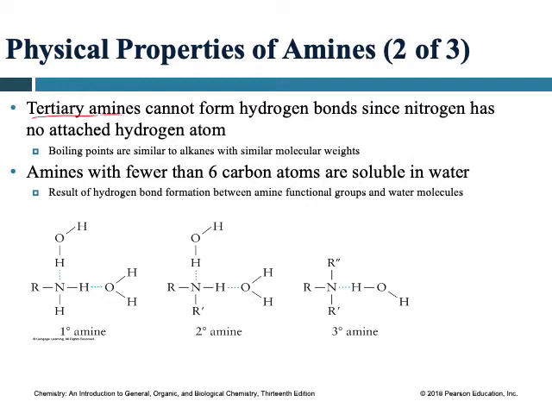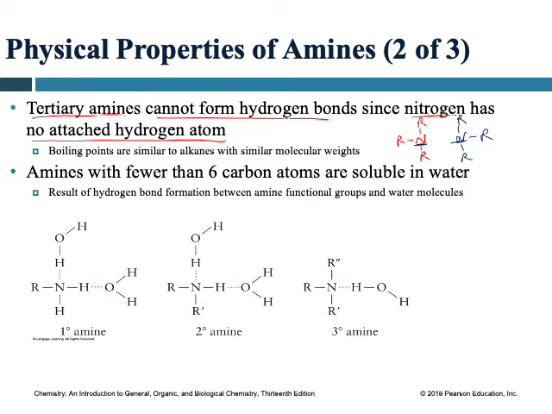Tertiary amine cannot form hydrogen bond since nitrogen has no attached hydrogen atom. What does it mean? So let me show you a tertiary amine. This is amine nitrogen with 3 different alkyl groups attached to the nitrogen, right? It doesn't have any hydrogen, so that's why it is a tertiary amine. If I make another tertiary amine, N, R, can they make a hydrogen bond between themselves? No, because the nitrogen atom doesn't have any hydrogen attached to it.